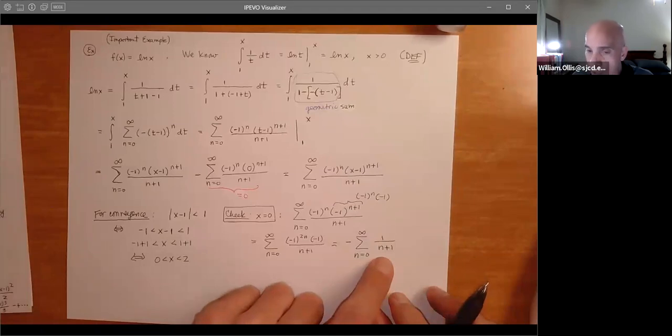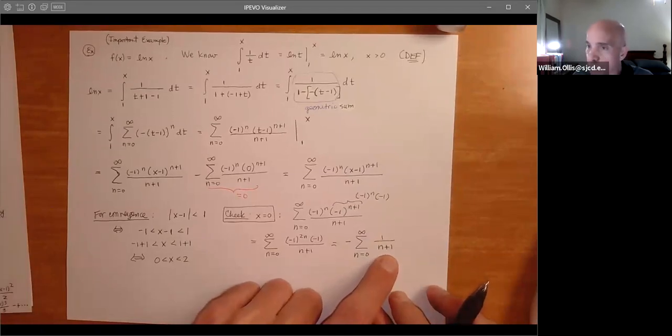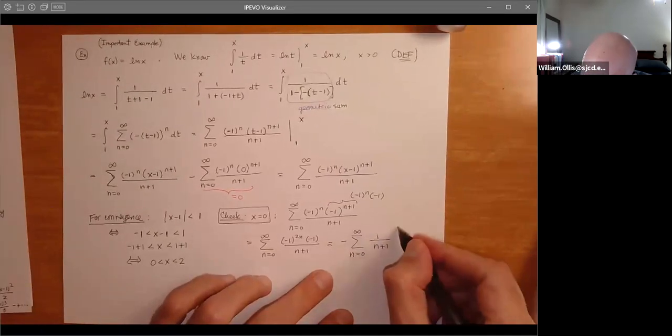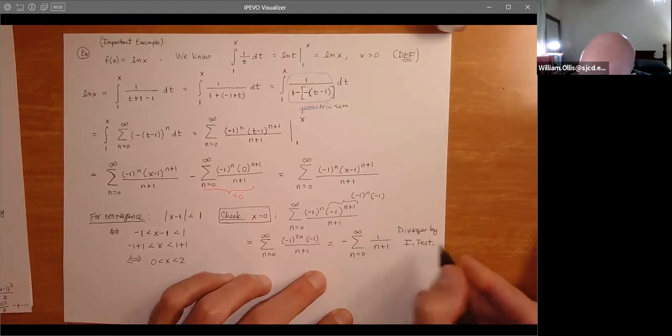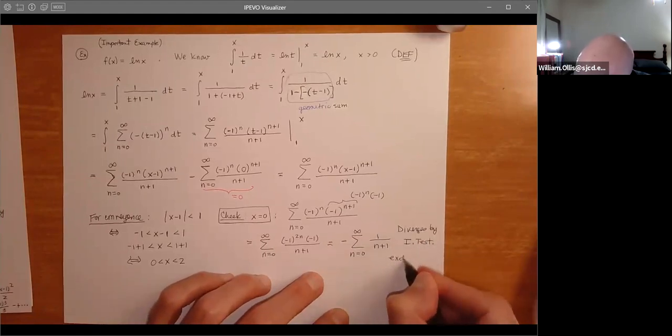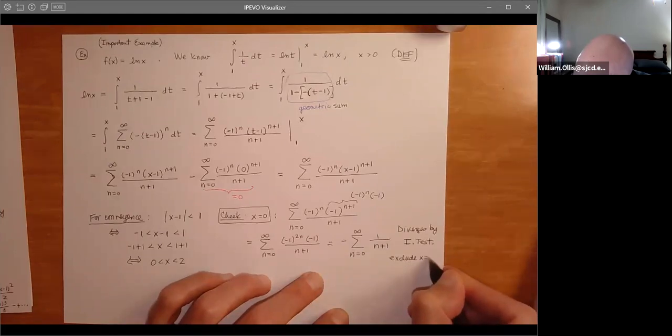But we know this clearly diverges. This is a problem from the integral test, easily shown, diverges by the integral test. You could do that in your head. So we exclude x equals 0.